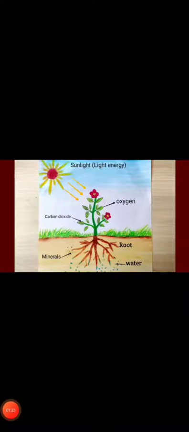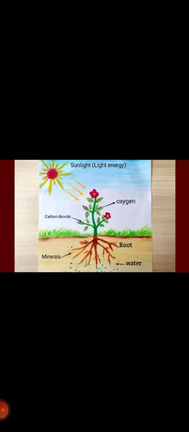We know that mostly leaves have green color. Why? Because a green color substance called chlorophyll gives green color to a leaf, and only green color leaf can make food for the plants. Therefore, leaves are also called the kitchen of a plant. The process by which leaves make food for the plants is called photosynthesis.